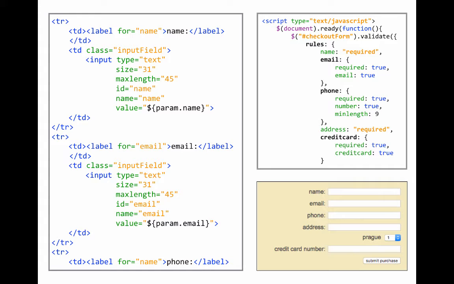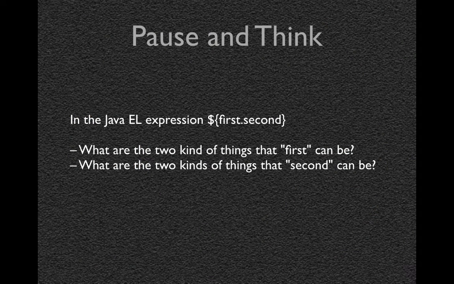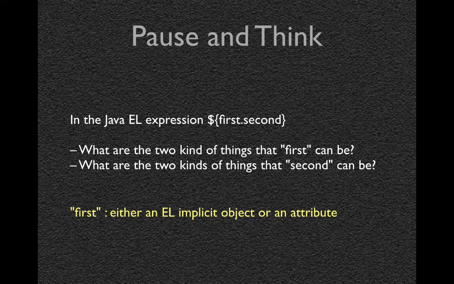In fact, you should be able to tell me what the 2 kinds of things are that can follow a dot operator in a Java EL expression also. I'll give you 10 seconds to think about it, or you can pause the video. Ready? The text before the dot is either an EL implicit object or an attribute, and the text after the dot is either a property or a key if first is a map.